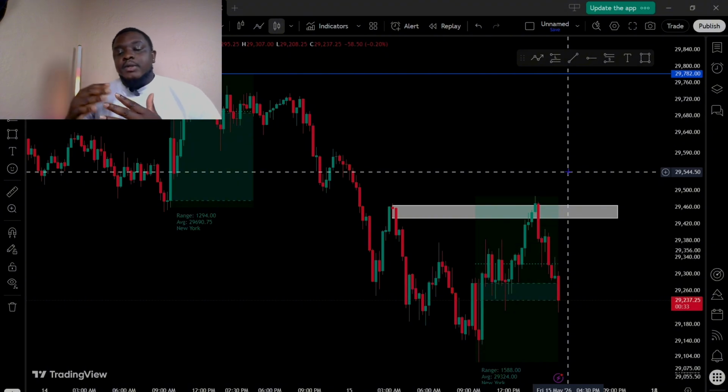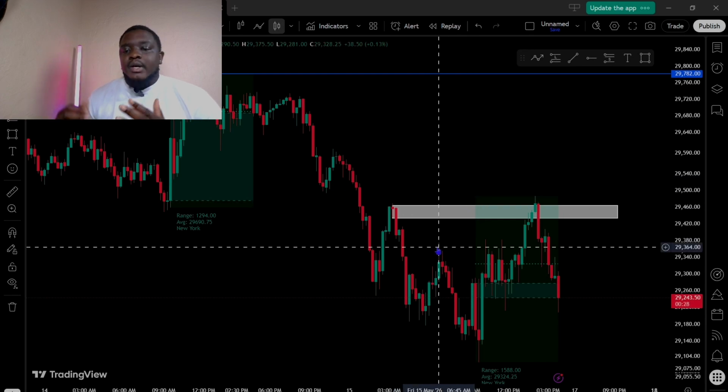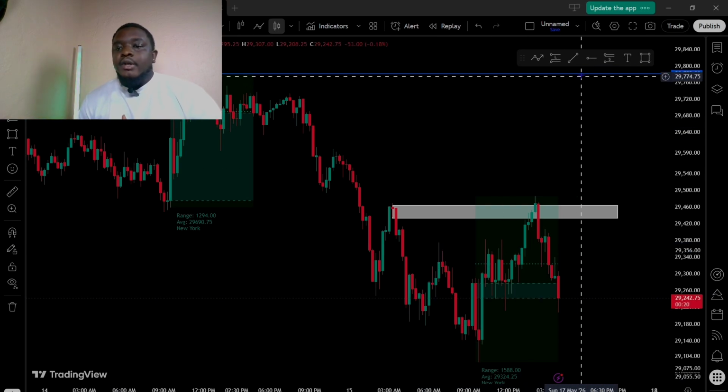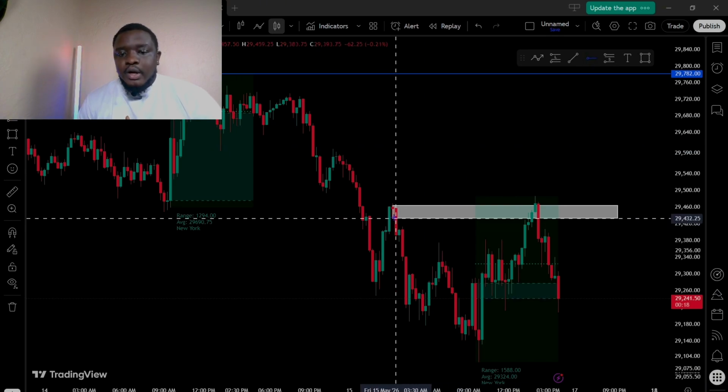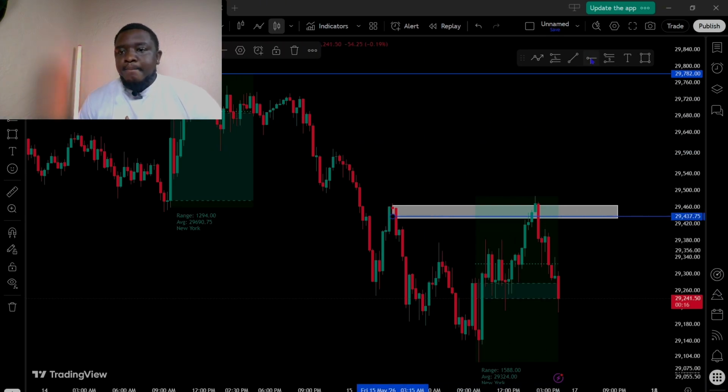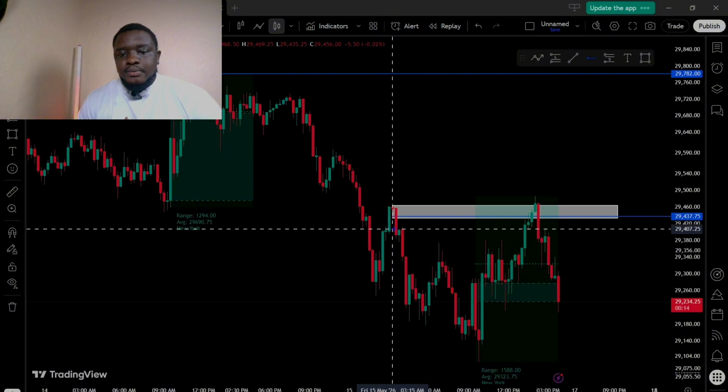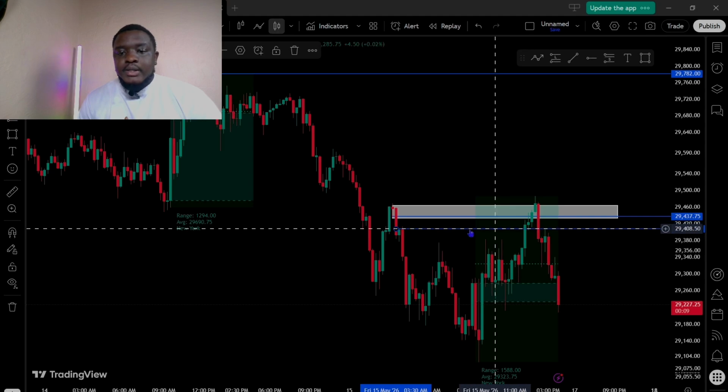Now we need to have displacement so that we can create an imbalance. So that would be what? A fair value gap. Now you can call it an imbalance, you can call it a fair value gap, whatever you're comfortable calling it. But we're going to mark that on the chart with my lines. So we're going to mark our imbalance on the chart. So in between here is our imbalance.